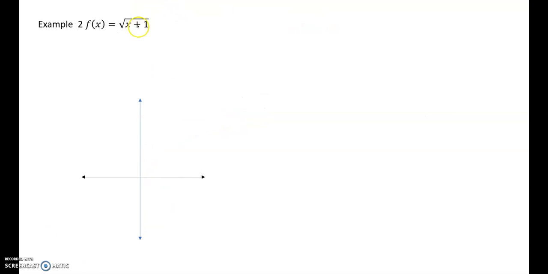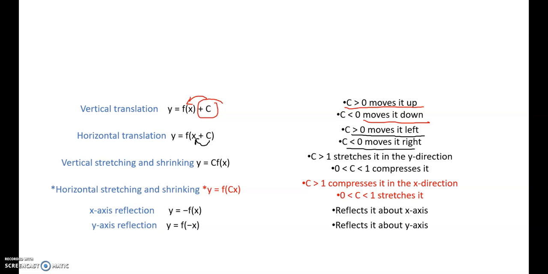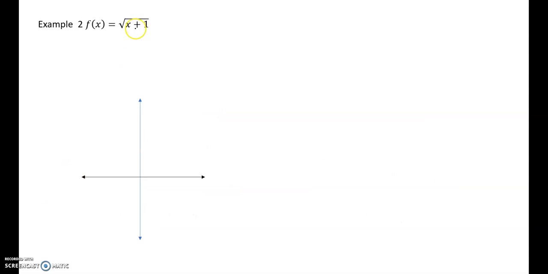This time, notice we're adding 1 to x. And remember, the translation tells us if we add a number to only x, not the entire function, positive means moving the graph to the left. Negative means moving the graph to the right. Then notice that we have plus 1, so when we add 1 to x, it tells me to move the graph to the left.